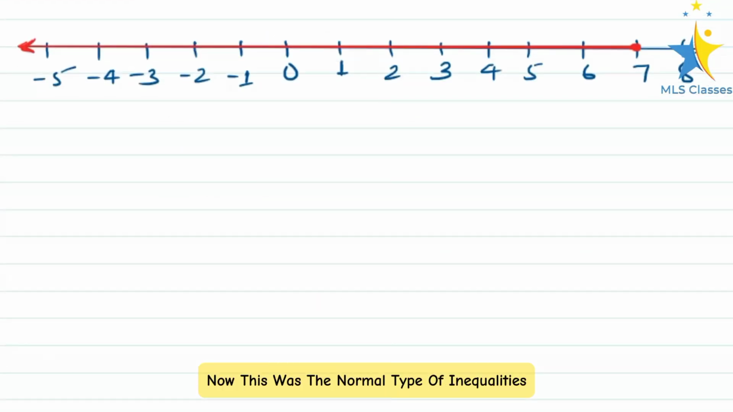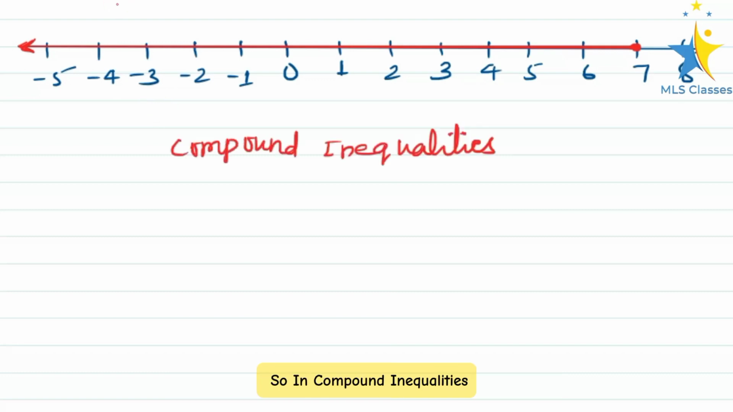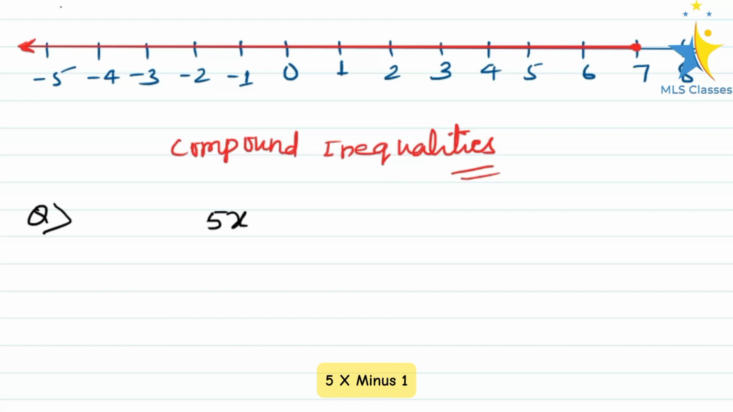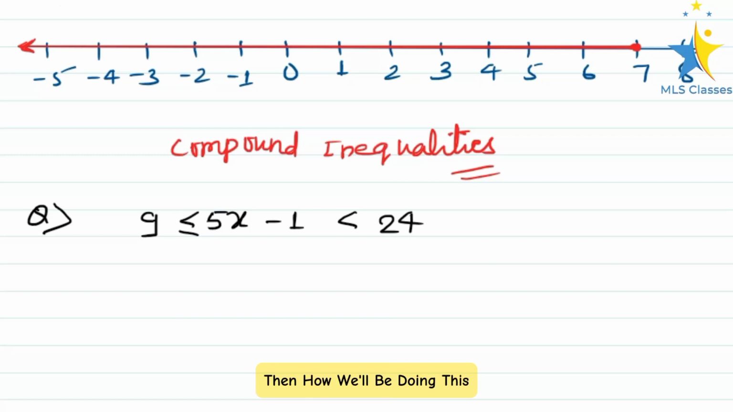Now this was the normal type of inequalities. We also get more types of inequalities in compound inequalities, or combination of inequalities, as they are called. So in compound inequalities, how will we get the questions? Suppose the question is 5x minus 1 greater than or equal to 9 and less than, suppose, 24. Then how will we do this? This is read as 5x minus 1 greater than or equal to 9 and less than 24.